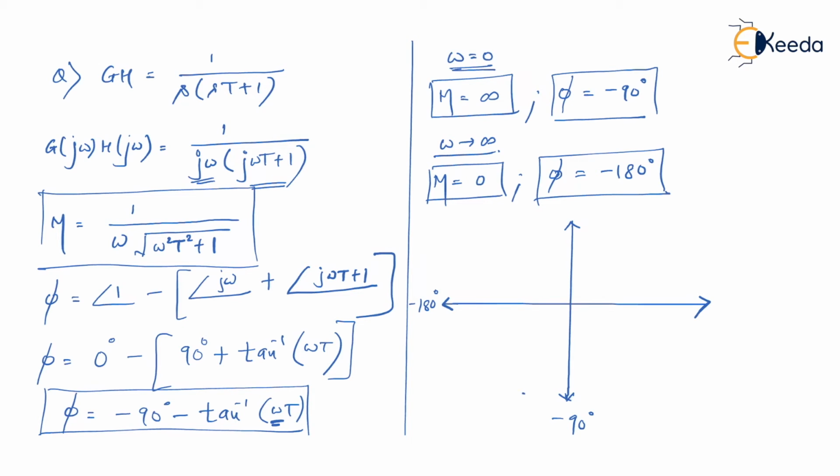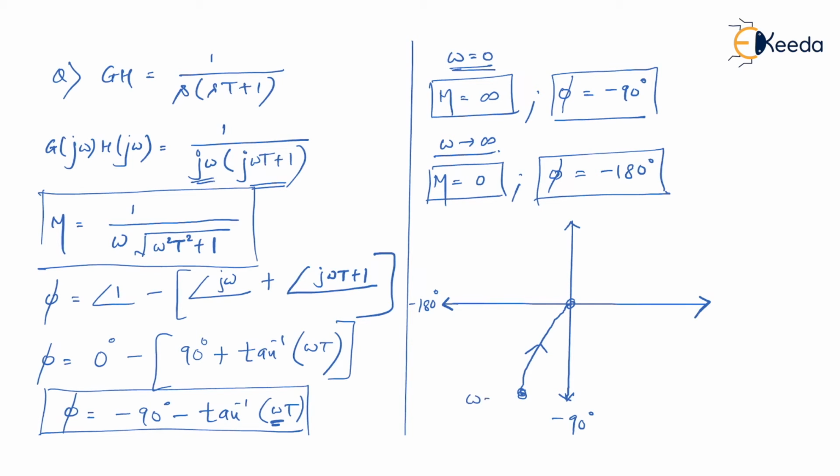So let me say that I'm starting somewhere over here, that is the magnitude is infinity and the angle is minus 90 degree, and it is going to minus 180 degree at magnitude 0. So maybe this is the first point and this is the end point. From here you have to join this, and this arrow indicates the flow of the polar plot, isn't it? So this is how you should go for the polar plot.